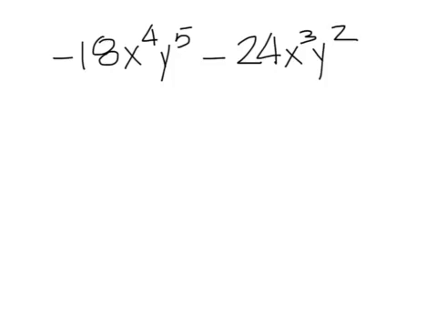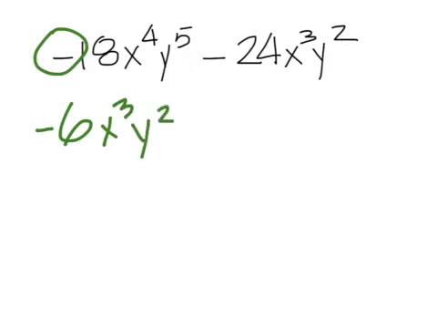What's the first thing you notice about this problem? Negative sign out here. So that means we're going to have to factor out what kind of number? A negative. What's the highest number that comes out of 18 and 24? 6. It is 6, so it has to be a negative 6. That's right. What's the lowest power of x? X to the third. Lowest power of y? Y to the second.